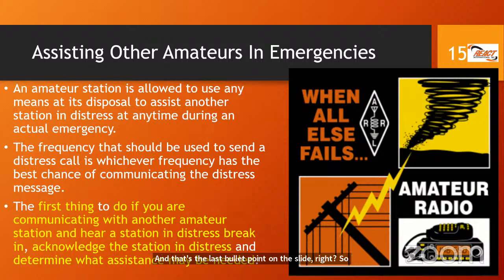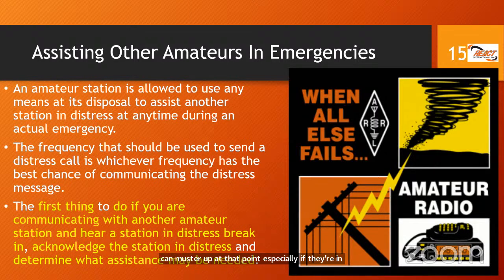The first thing to do if you are communicating with another amateur station and hear a station in distress: break in. That means that while you're talking, you hear the call sign of another amateur radio operator. Whatever they say, they may say something like 9 Yankee 4 Romeo emergency, or whatever they can muster up at that point, especially if they're in distress. They could say anything.